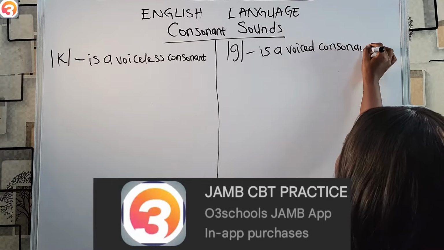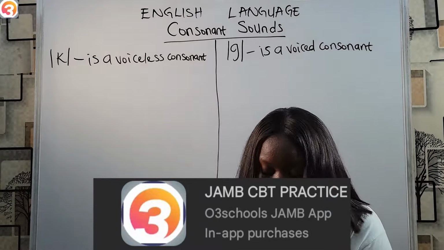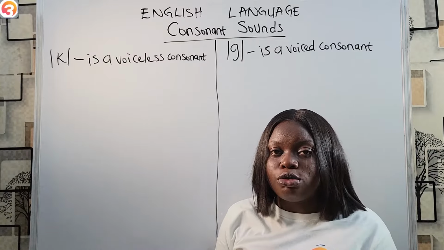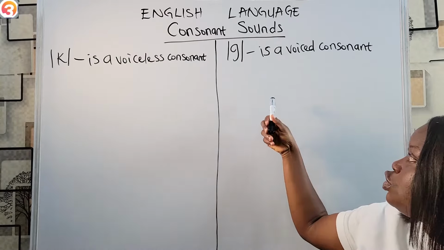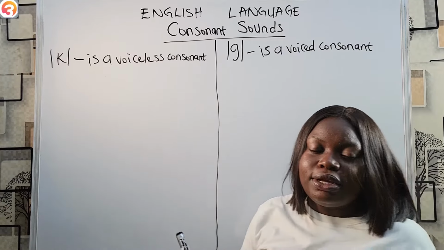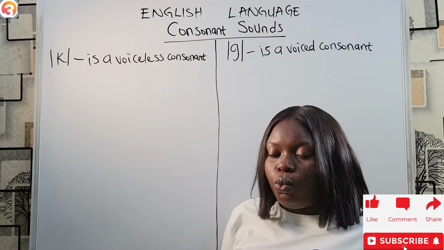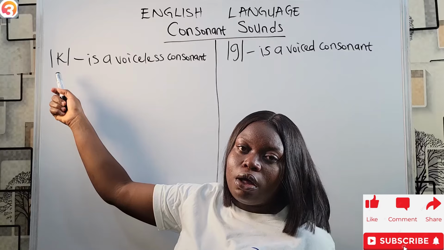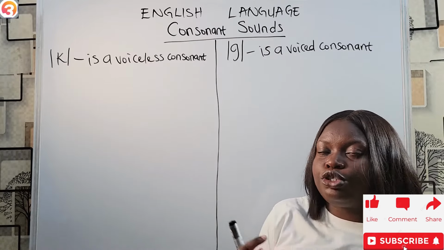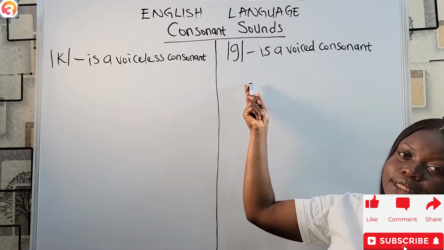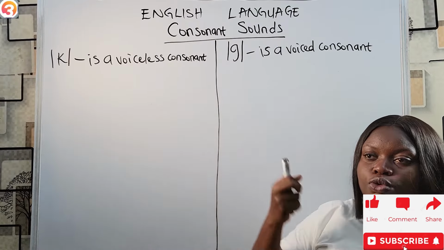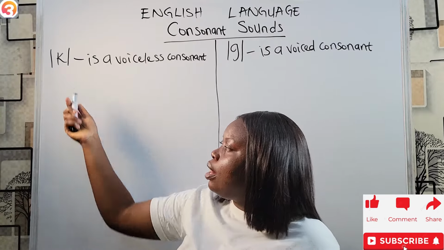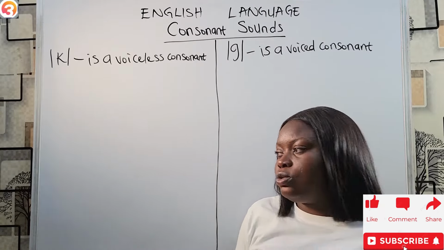In our earlier videos, we established that voiceless consonants are produced without vibration of the vocal tract, while for voiced consonants there's usually vibration when we are pronouncing. There's really no vibration when you're pronouncing K, unlike G, where you could literally feel the vibrations. So for consonant K, let's look at words where we can find this consonant.